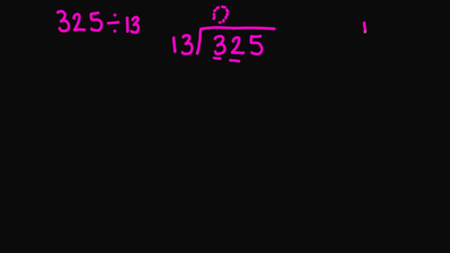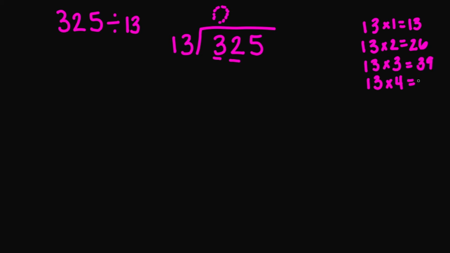So let's write some 13s here so we can see how many times does 13 go into 32. So times 1, times 2, times 3, times 4. So 13 times 1 is 13. 13 times 2 is 26. 13 times 3 is 39. 13 times 4 is 52. Oh, the highest number I have is 52, 39.